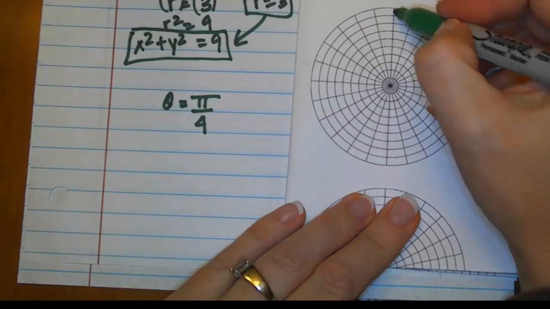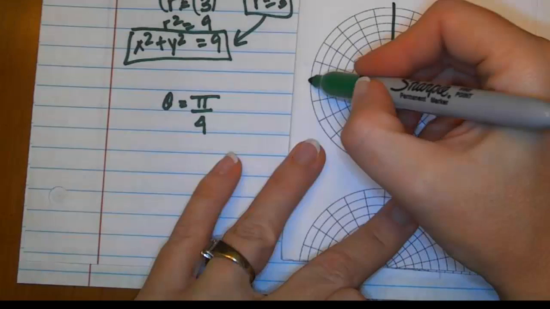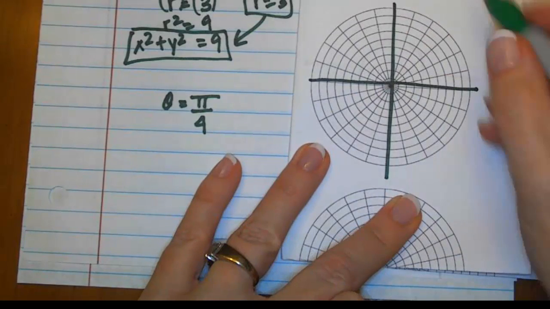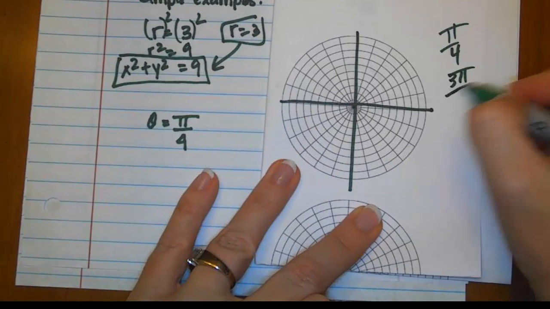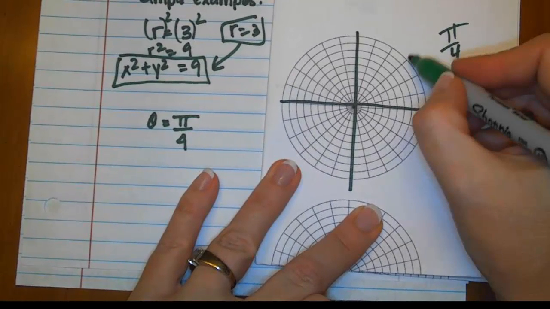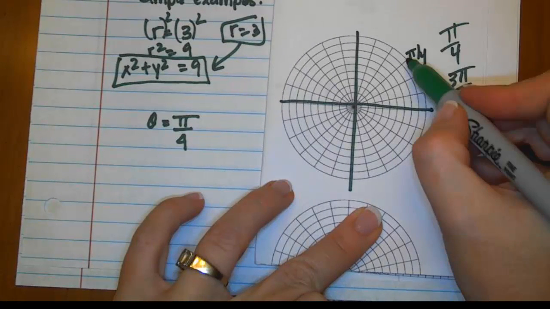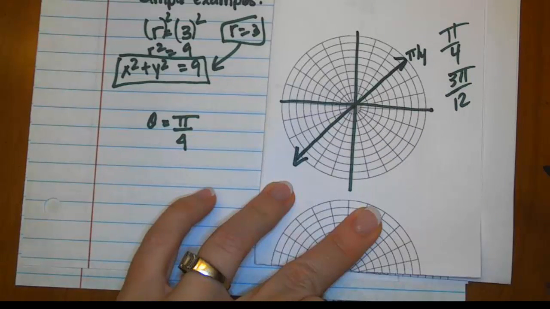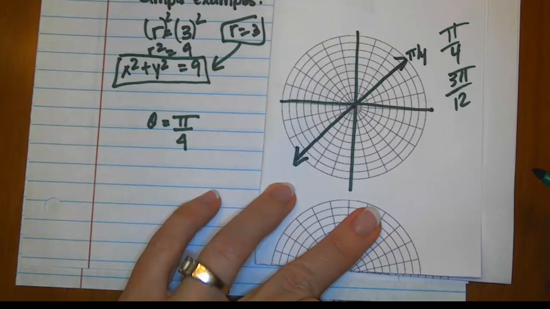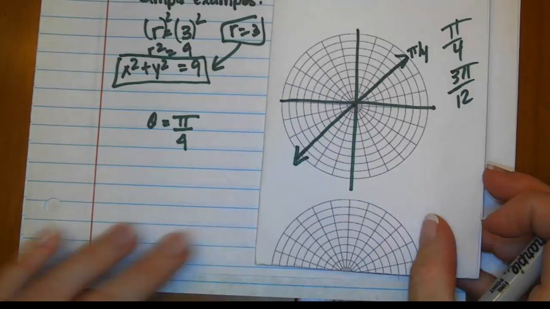So from a polar perspective, let me fold this paper so I'm only showing one polar graph. Here's what happens. Well, pi over 4 converts to 3 pi over 12. So I'm going to go 1, 2, 3. This is where pi over 4 is. And if I highlight that particular axis, what you end up with is a straight line. So how do we convert this to rectangular form?